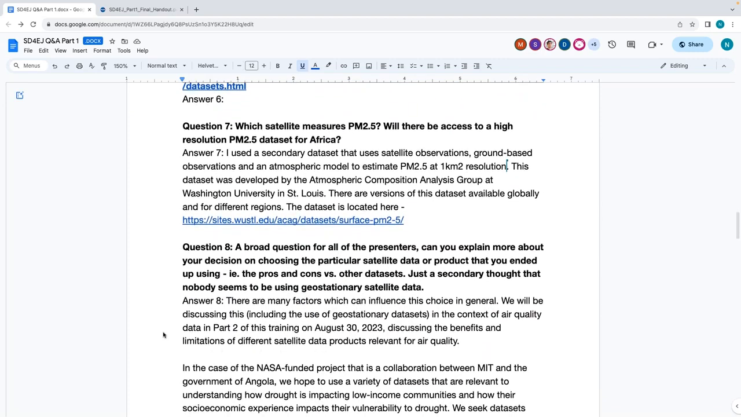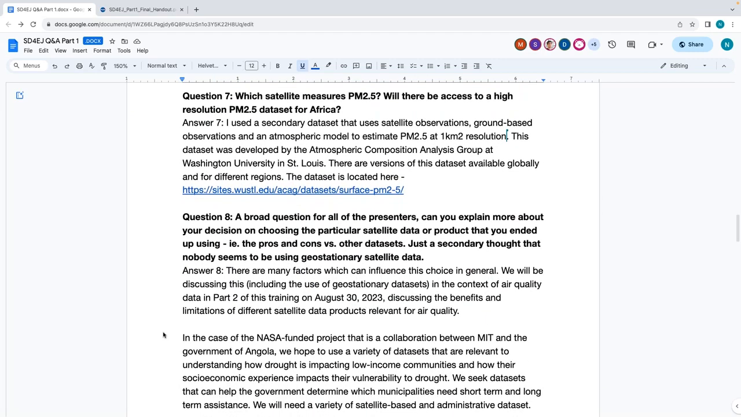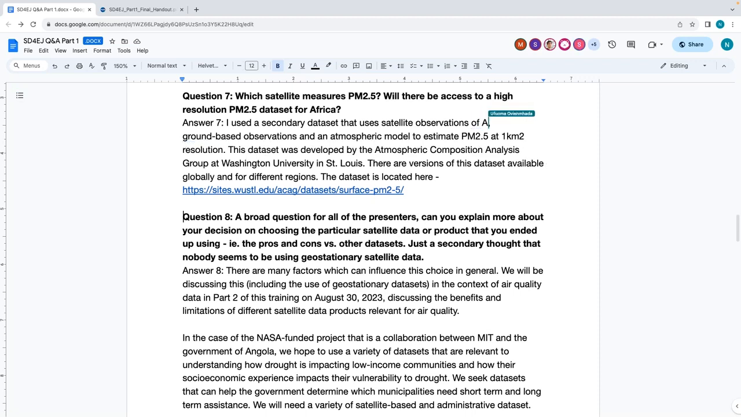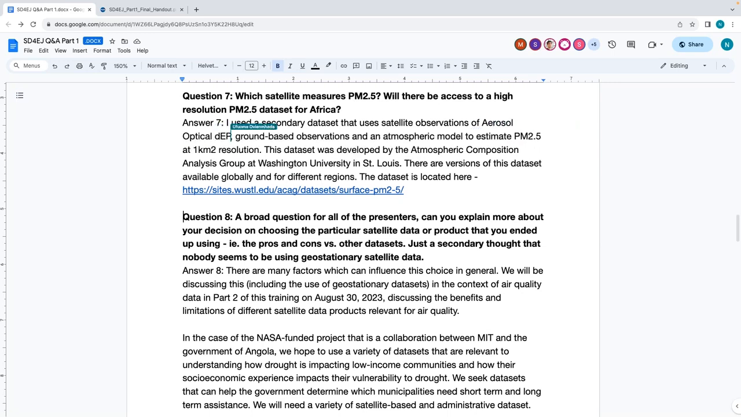So let's go to question seven. Which satellites measure PM2.5? Will there be access to a high resolution PM2.5 data set for Africa? Satellites do not measure PM2.5 directly. Satellites measure a quantity called aerosol optical depth, which is a unitless quantity measuring the amount, or the optical thickness, of the aerosols throughout the atmosphere. Through the use of other analysis techniques, surface PM2.5 can be derived.